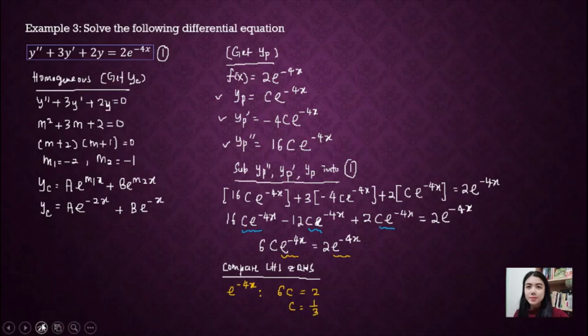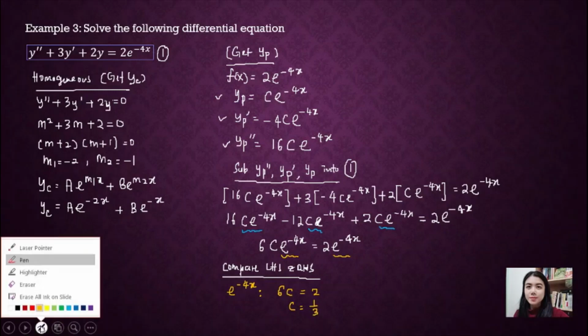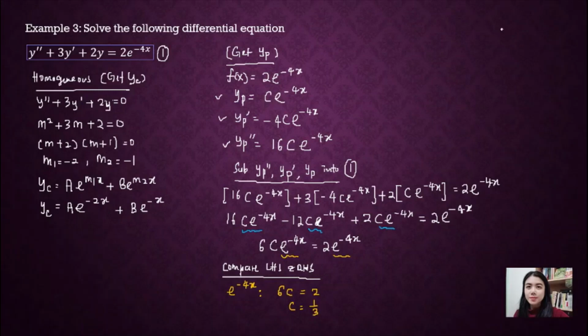Once you obtain your value of c, then we're going to do substitution. You substitute your c, that is 1 over 3, into your yp. So you will have c, which is 1 over 3 e to the minus 4x. So this is your yp.